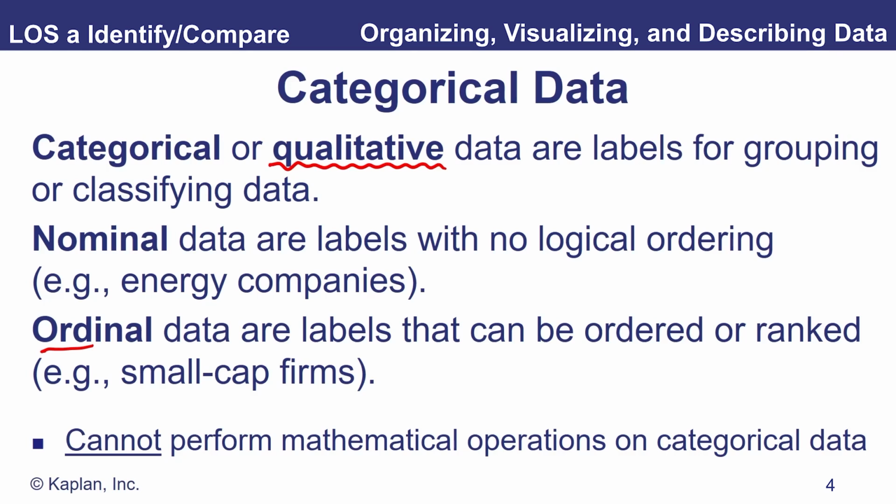Now, if an observation is allocated to a large cap label, then we can say it must have a market capitalization that is bigger than mid cap. Mid cap firms must have market capitalizations bigger than small cap. So now with ordinal data, the order does matter. Again, you probably come across ordinal data quite regularly.